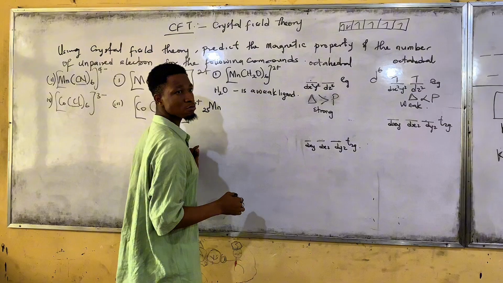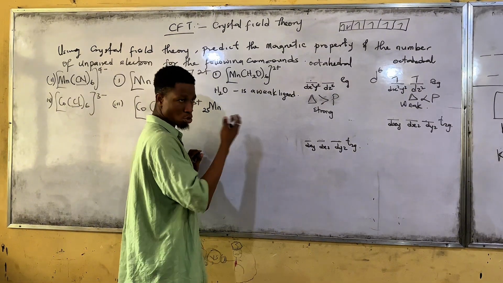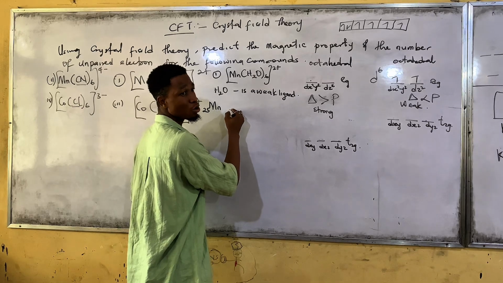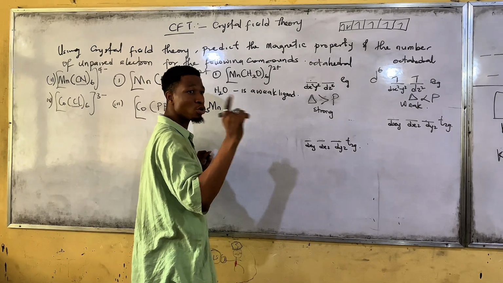You try and locate it. Mn is 25. Iron is 26. Although they will give you the atomic numbers in the exam, you would have to write out the electronic configuration by yourself.